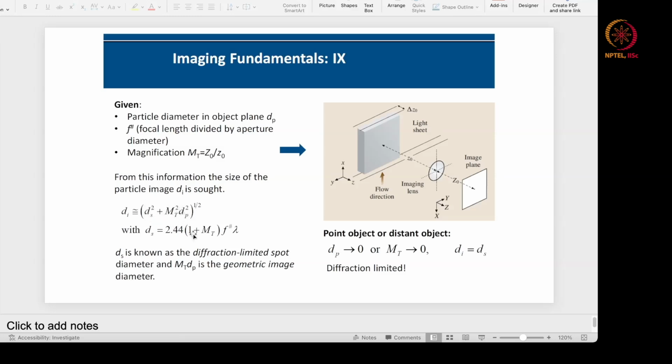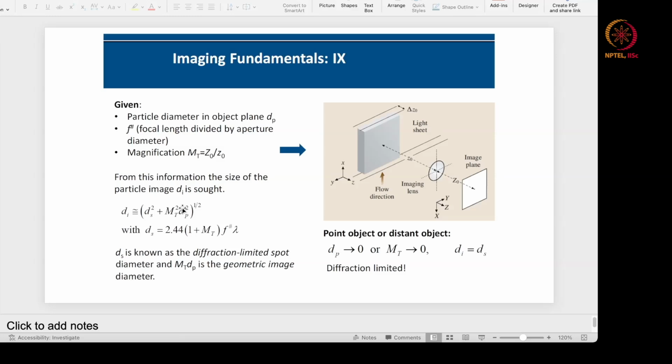Plus the ds square, whole square root, is what is imaged on the image plane. Now, in the absence of ds, recall that the di would have been mt into dp. In other words, the imaged particle diameter would be just the magnification factor multiplied by the actual particle diameter. So that would have been rather easy. You could have just divided one by the other, and you would have got the answer. Okay, that is what would have happened.